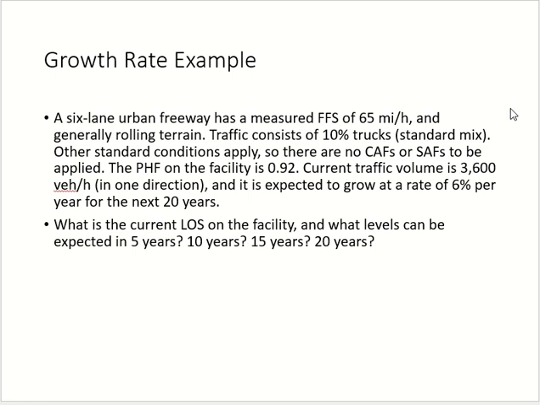So we have a 6-lane urban freeway, and it has a free flow speed which is given, rolling terrain, only 10% trucks, all conditions are standard, so no adjustment factors for capacity and speed. Peak hour factor is given, the current traffic volume is given for one direction, and this volume is expected to grow 6% every year.